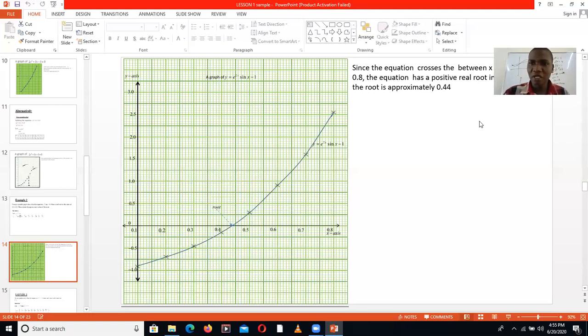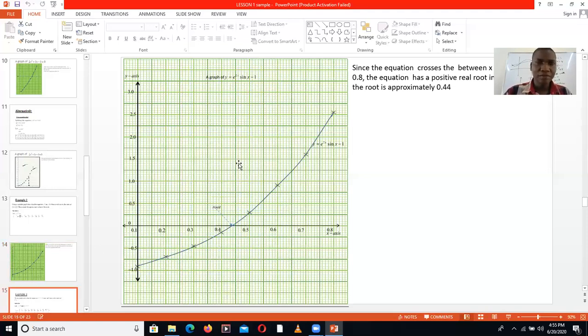So how do you conclude here? We say since the curve crosses the x-axis between x equals 0.1 and 0.8, since it crosses it once, the equation given has one real root in that interval.